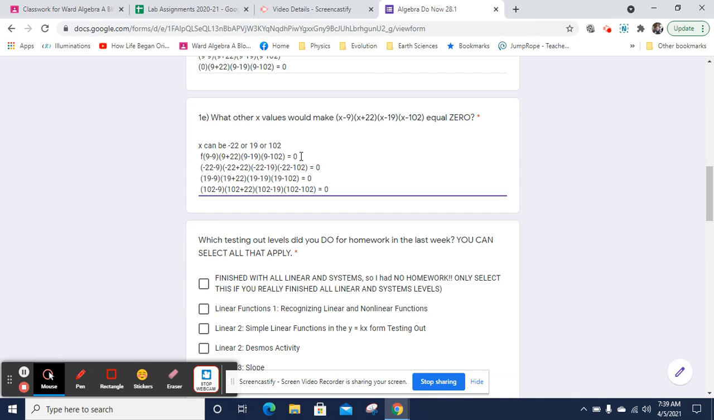So the following things will equal 0. If this is the function of x, the function of 9 will equal 0 because x is 9. The function of negative 22 will equal 0. And the function of 19 will equal 0 because x is 19. We input x as 19. One of our factors becomes 0. And the function of 102 also equals 0. All of these equal 0 for these particular x values. So in addition to x being 9. All right, I hope that was helpful, and I will stop for now.